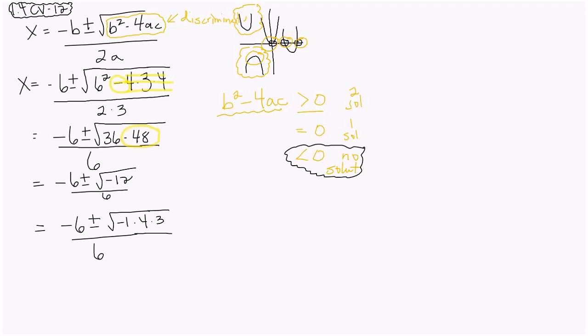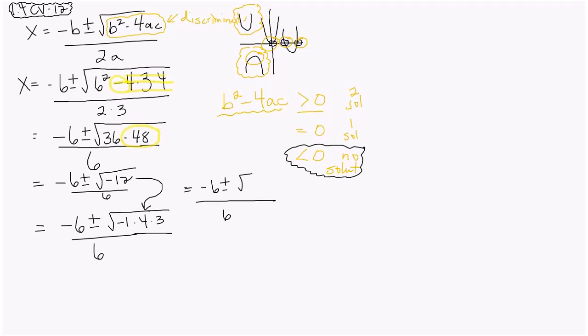Andrew, do you follow that, how I got from negative 12 to this? Yeah, I sure do, and I even think I know the next step. Oh, good. What's the next step? Well, you're going to pull out your i. Yes. And you're going to make that into 2 root 3.